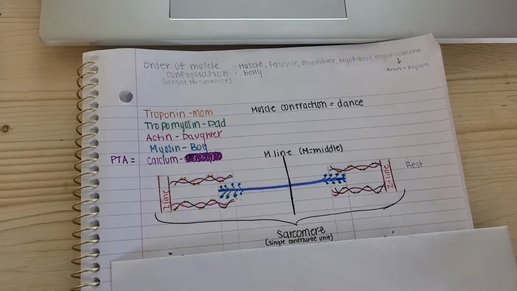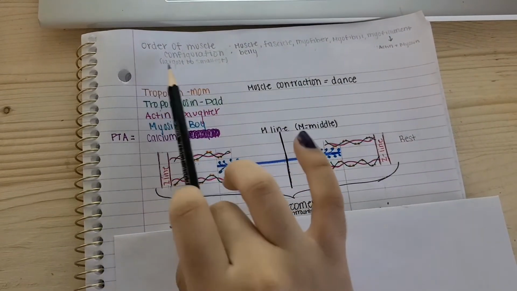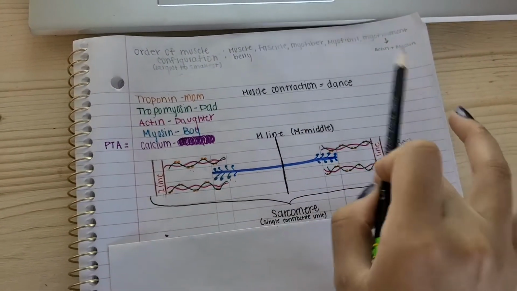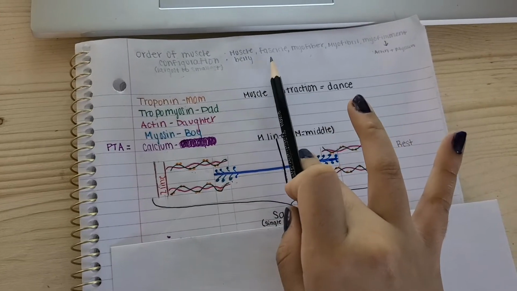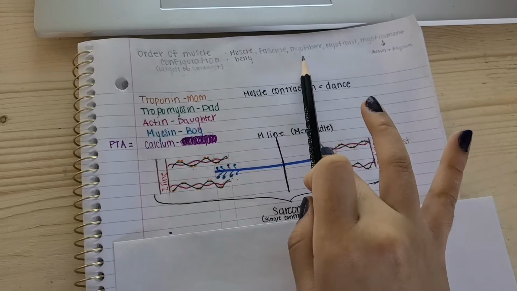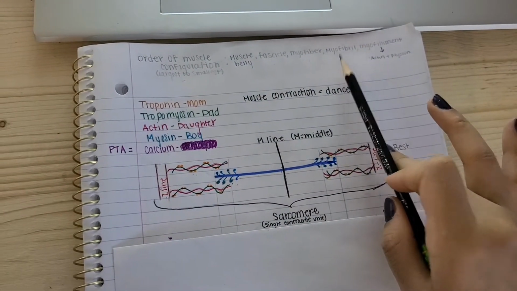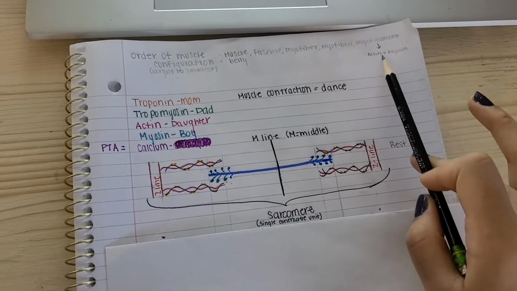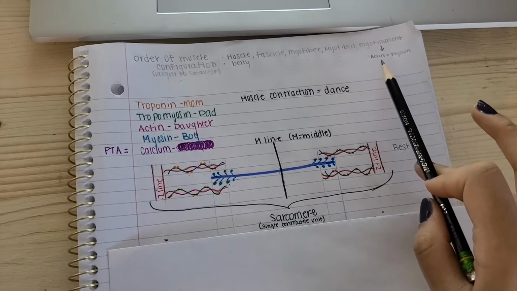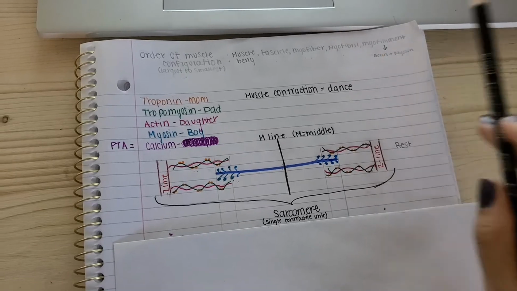So first things first, I just want to mention the order of muscle configuration from largest to smallest. You start with the muscle belly, then the muscle fascicle, a myofiber, a myofibril, and a myofilament. Actin and myosin are considered myofilaments.